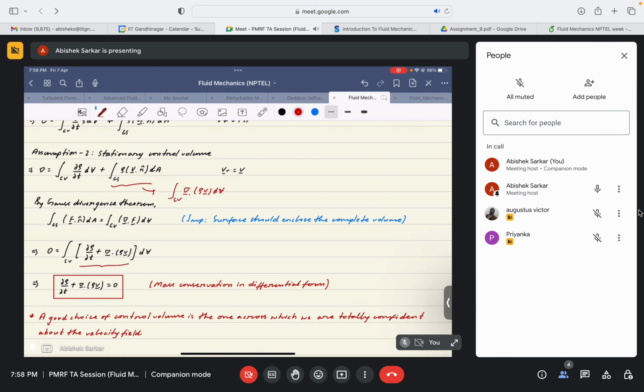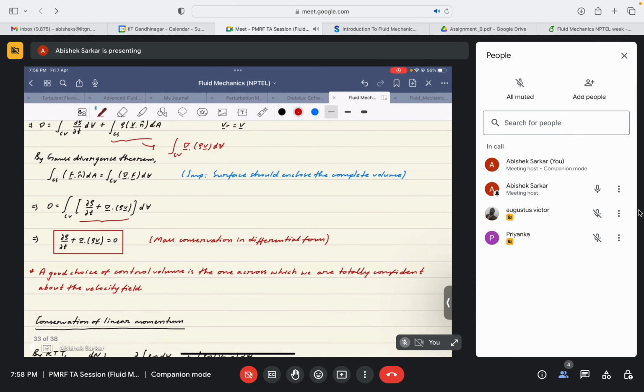Okay, so again, sir has emphasized that this integral will only be 0 when the integrand is 0. So for the integrand to be 0, we need to have del rho by del t plus the divergence of rho v equal to 0, which is the mass conservation in the differential form, as Priyanka pointed out when I asked for mass conservation. She rightly pointed out it is the differential form.